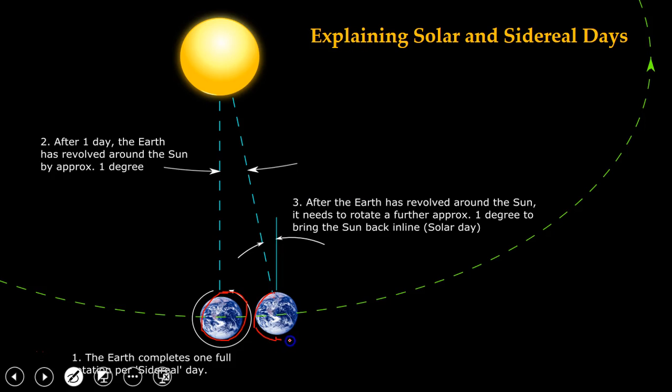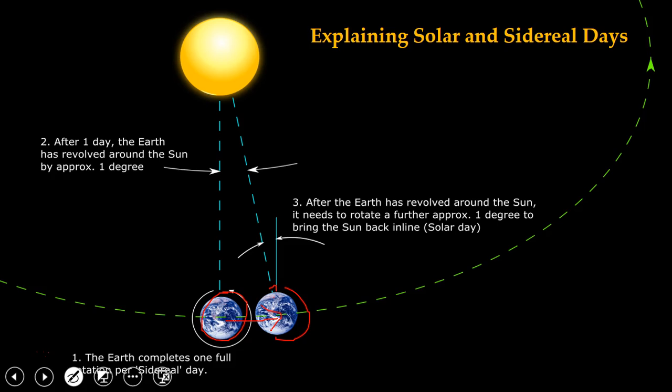And here's the problem. I went full 360 degrees, okay? But notice that the sun is not at its highest point in the sky. What I have to do is go that additional 4 minutes, that additional 1 degree before the sun is in its highest point in the sky. And that's all a result of our changing position, okay?